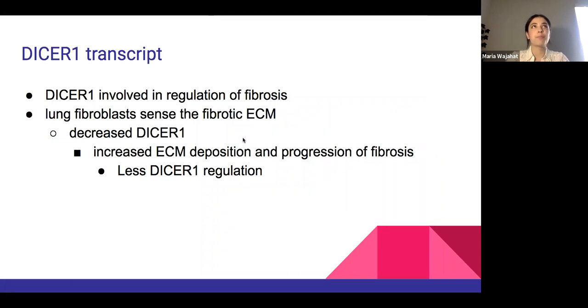So one element that's already been identified by previous research is the dicer1 transcript. Dicer1 is an mRNA transcript that is involved in the regulation of fibrosis in IPF. It's been identified in a feed-forward loop in which lung fibroblasts can sense the fibrotic ECM, and this causes dicer1 to have destabilized decay, which means that it decays at a faster rate. And because dicer1 is involved in regulating fibrosis, when there's less dicer1 around, that causes an increase in ECM deposition and progression of fibrosis. That further leads to less dicer1 being present and less dicer1 regulating fibrosis. So it's this feed-forward loop in which there's more fibrosis and less dicer1 present.